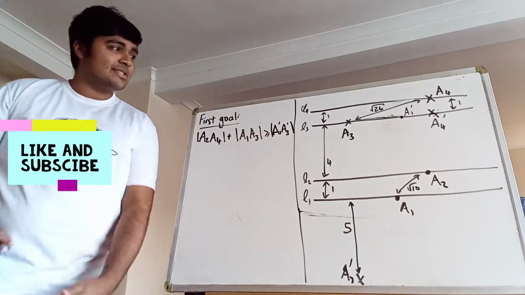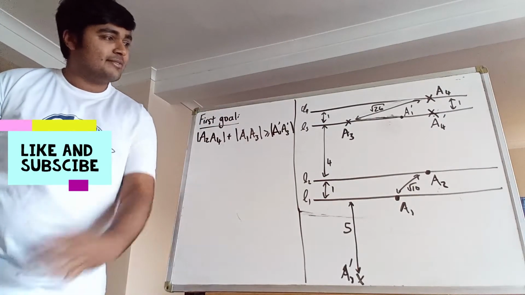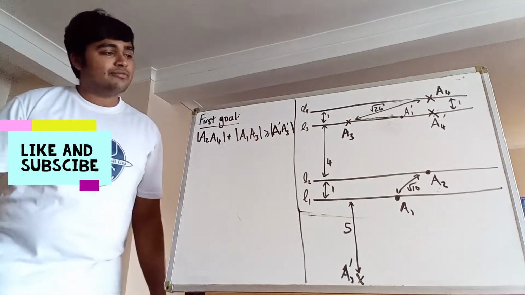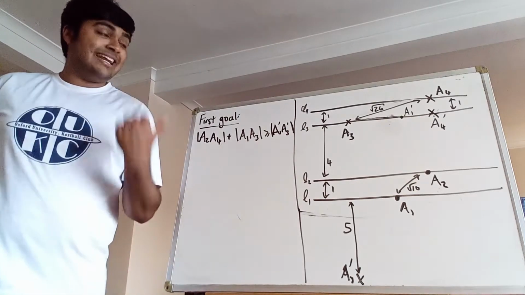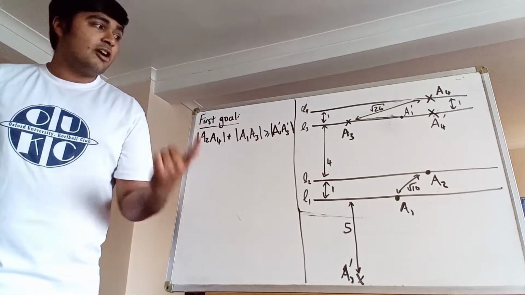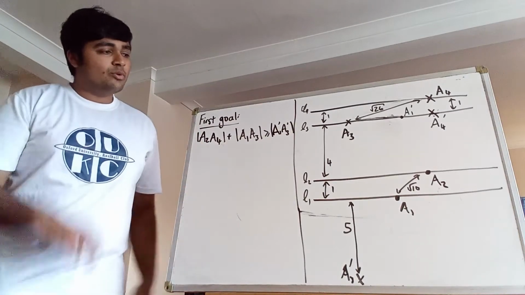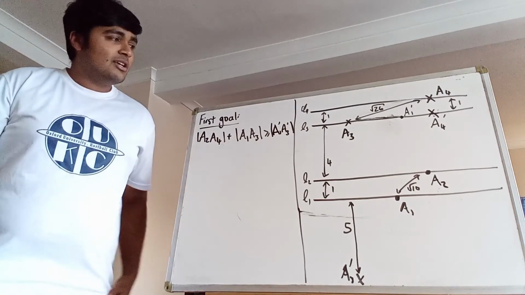Okay, so let's dive into a solution. I've redrawn the setup we had. However, I've added a few extra points. I've added an A1 prime, an A3 prime, and an A4 prime as three additional points to our diagram.